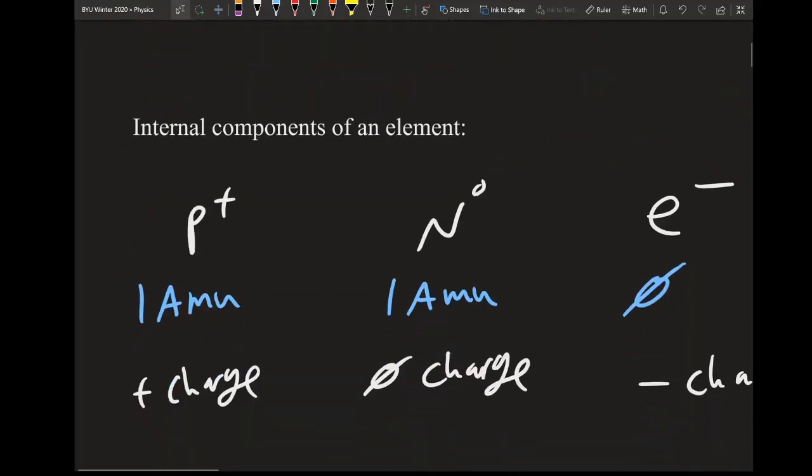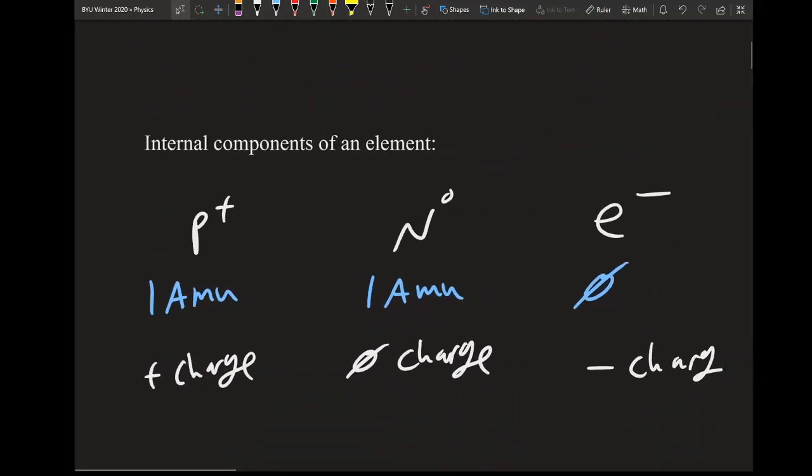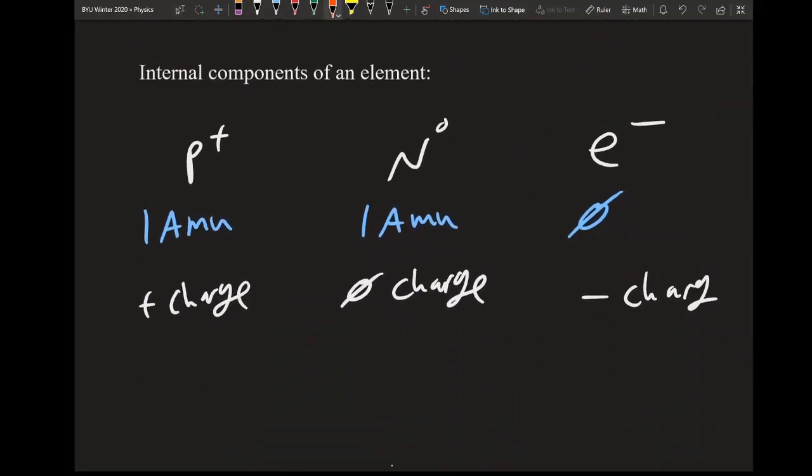So first off, internal components of an element. Circled right now in orange, we have protons that are denoted by the little plus symbol, right? P plus. Now P plus is because it has a +1 charge and 1 AMU, so it has mass.